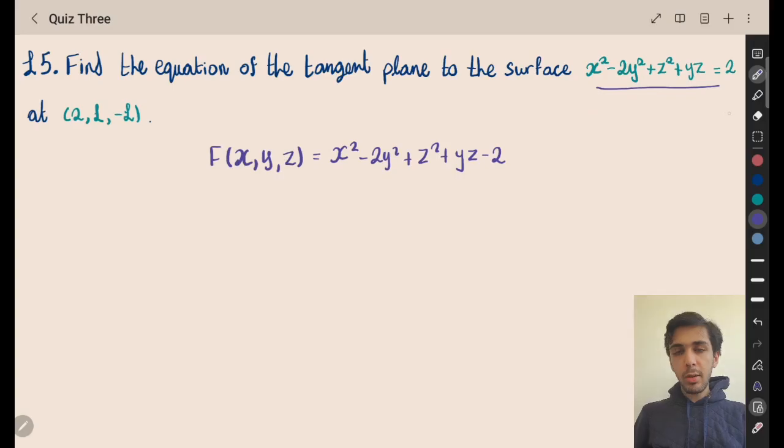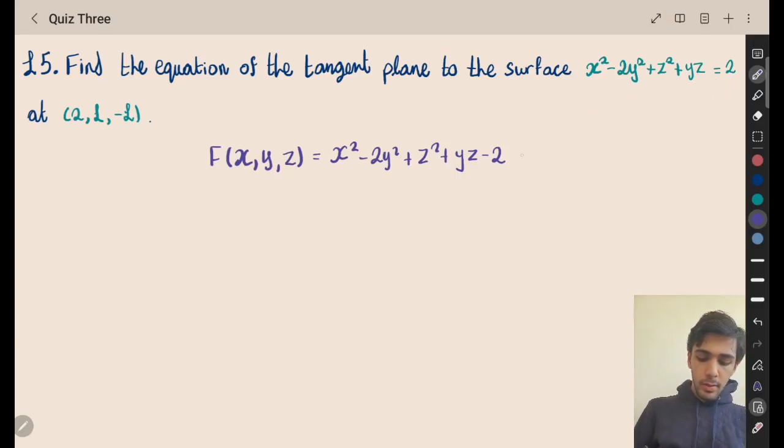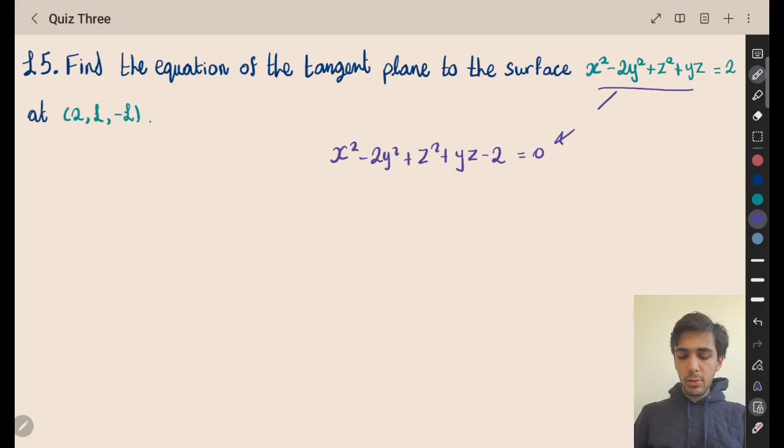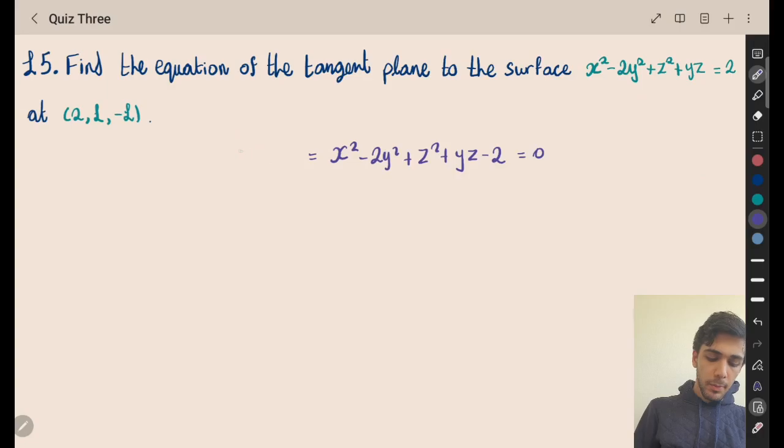If you're wondering, I'm just copying here. But the difference is that I sent this to the other side. So it's just like saying that, forget about this. If this is true, then that is true. You should agree with me on this. Now I call this f of x, y, z. This is really what I'm aiming for.